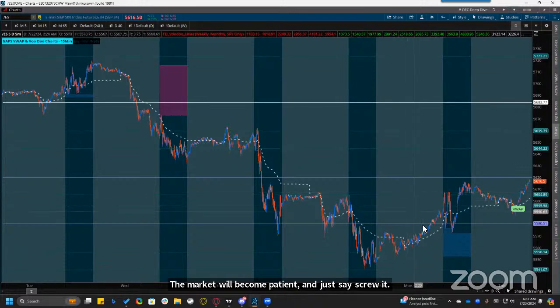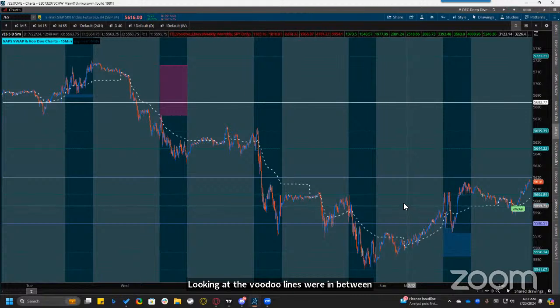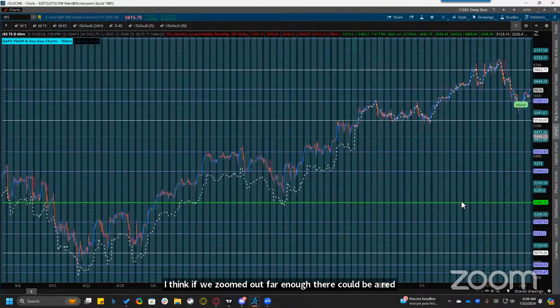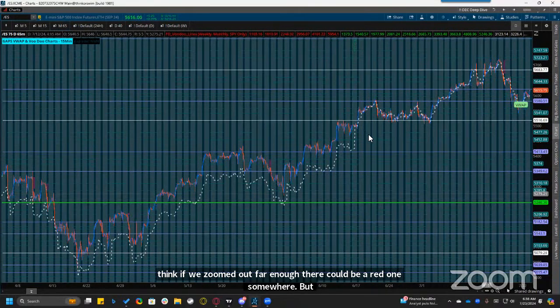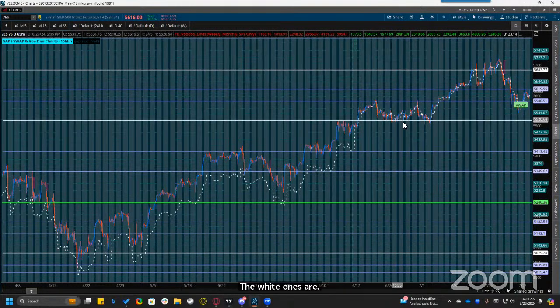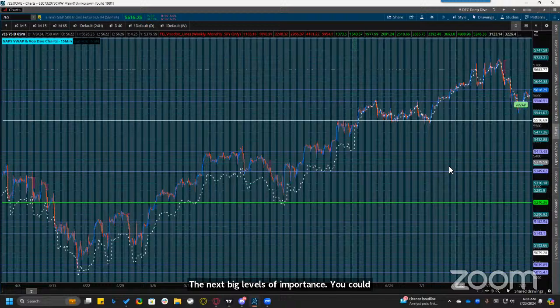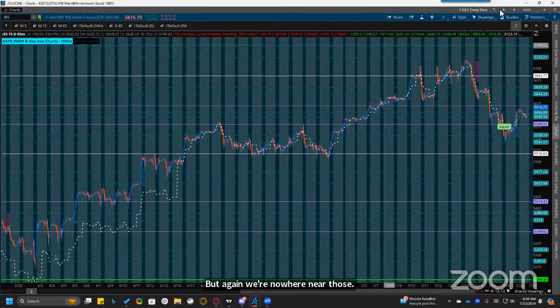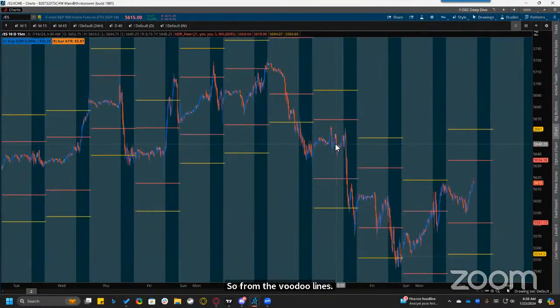So we're holding above VWAP. Looking at the voodoo lines, we're in between these two purple ones, which really aren't that big. It's the white one that really matters. I think if we zoomed out far enough, there could be a red one somewhere, but okay, yeah, that green one's like the big one. But we're nowhere near it, so it doesn't matter. The white ones are the next big levels of importance. You can see how price responds around that. But again, we're nowhere near those either. So from the voodoo lines, really not in a spot where we would get anything out of it.